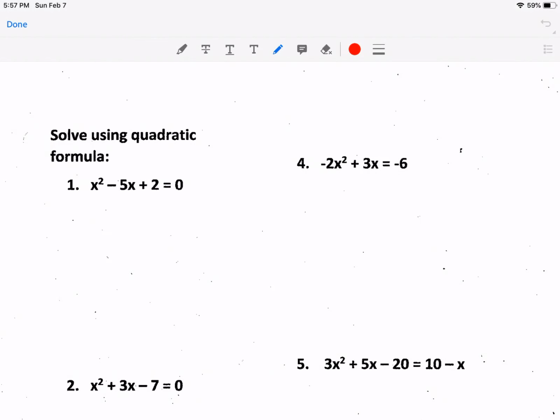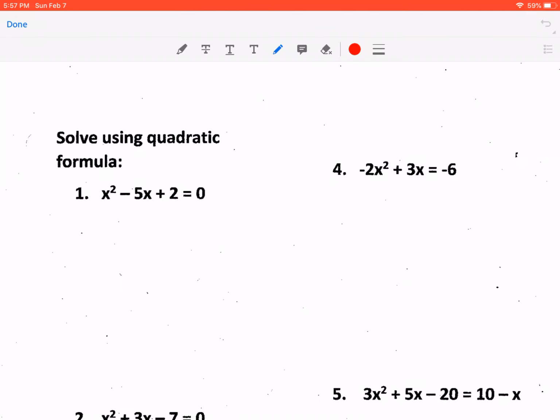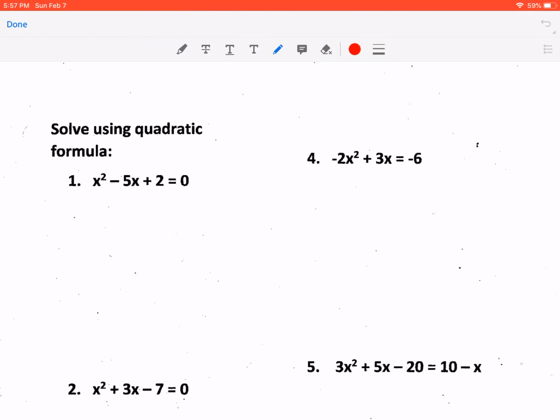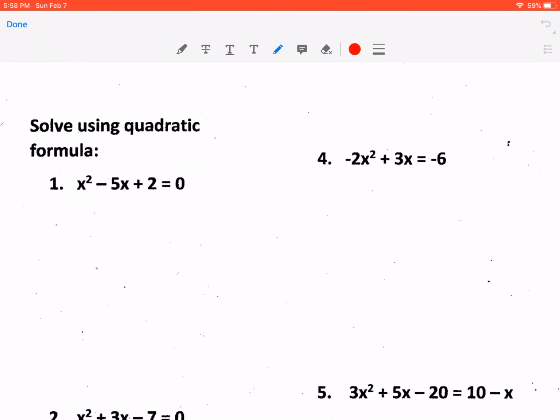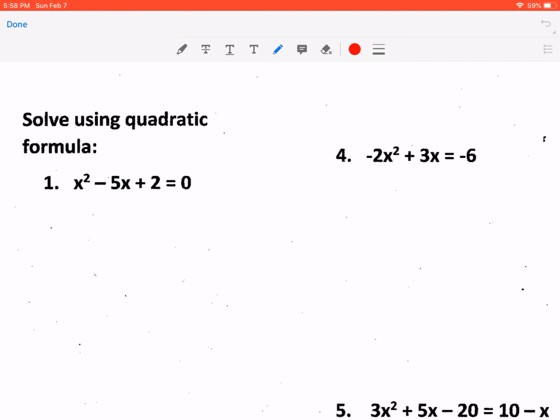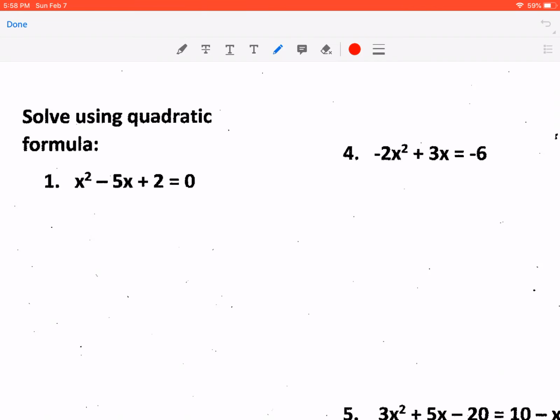Okay, I'm going to do some review problems with the quadratic formula because we're going to do some practice with that. So if you are at home for any reason, you can look at these to help you solve the work for tonight. Okay, so first of all, before you do anything, let's write down the quadratic formula.